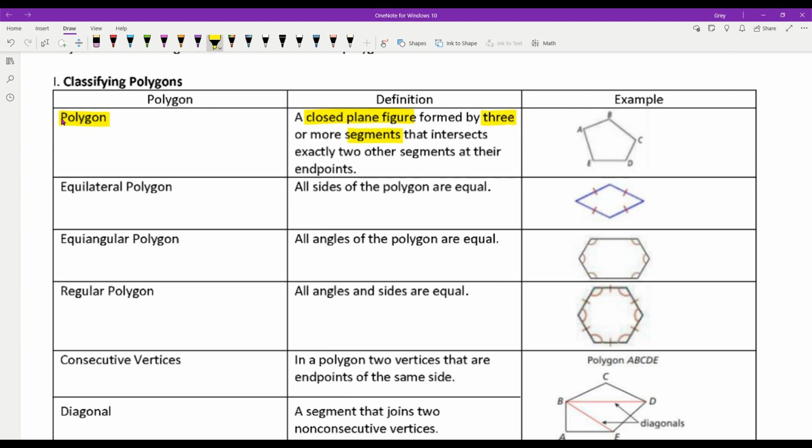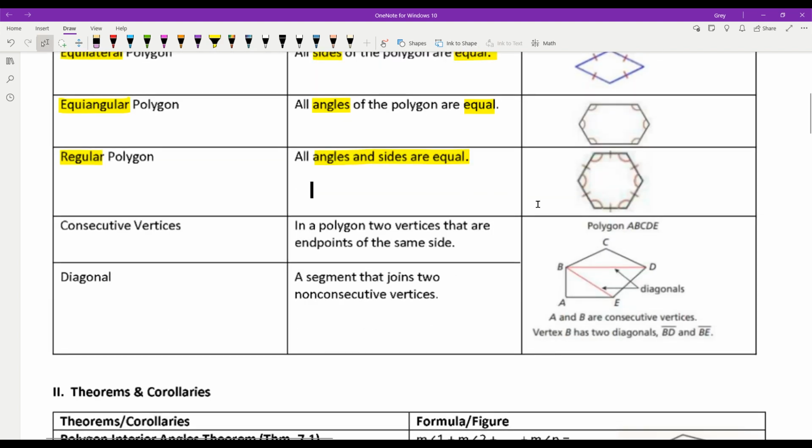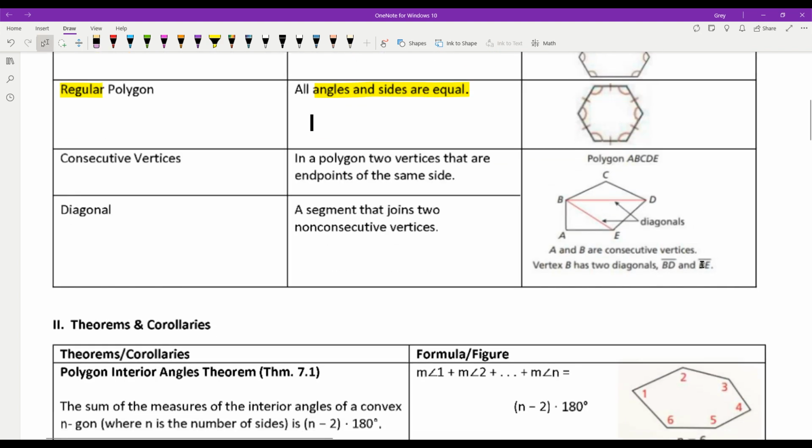You can have an equilateral polygon where all the sides are equal. You can have an equiangular polygon where all the angles are equal. If you have a regular polygon, then we know the angles and the sides are both equal. You need to know what consecutive vertices are. Consecutive vertices are the vertices that are at the endpoints of the same side.